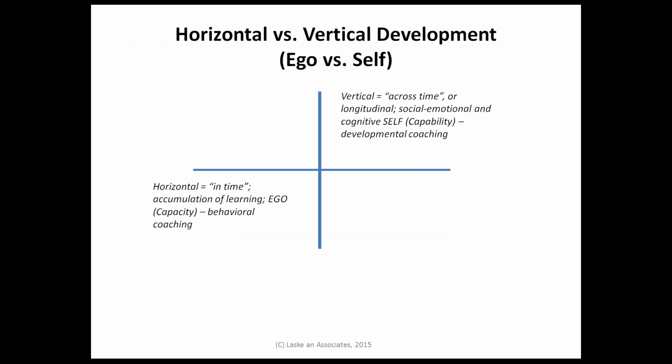So let me summarize what I've said now. I have distinguished between development that is horizontal or in time and development that is vertical or across time. And I have said that behavioral coaching is here in the horizontal corner, and it's about the ego. But developmental coaching is about the self, sí mismo, and it's about what happens to a person in their consciousness and mind across time, which I think you will understand now is quite different. And of course, the two are influencing each other in that what happens in your mind across time or vertically will change your behavior. I want to give you an example of that.